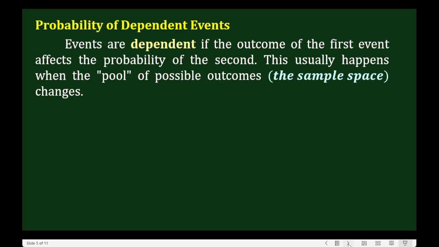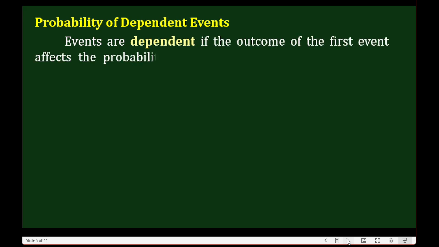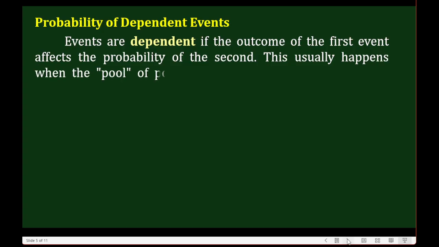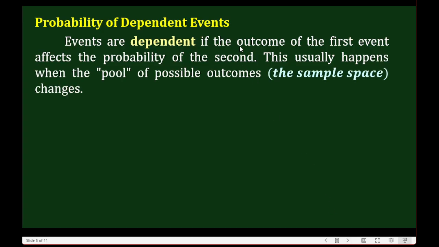Now let us have the other one, the probability of dependent events. Events are said to be dependent if the outcome of the first event affects the probability of the second one. This usually happens when the pool of possible outcomes, or the sample space, changes.